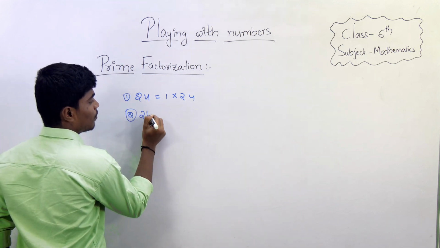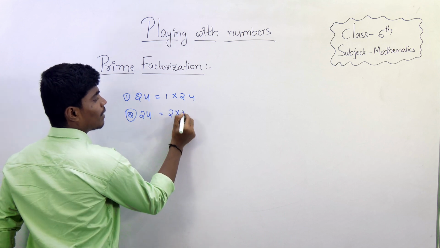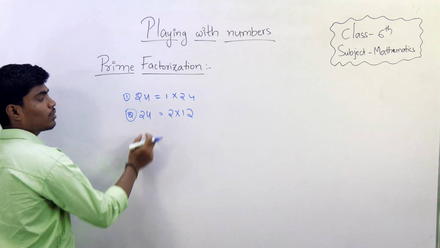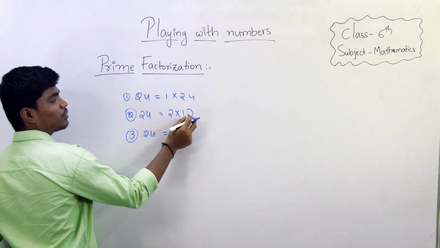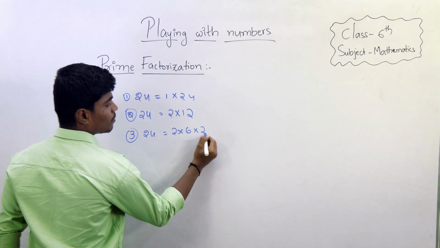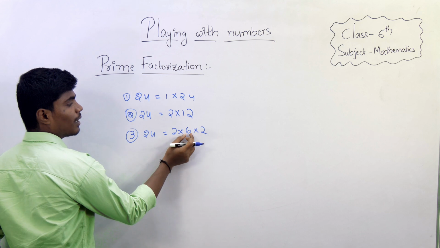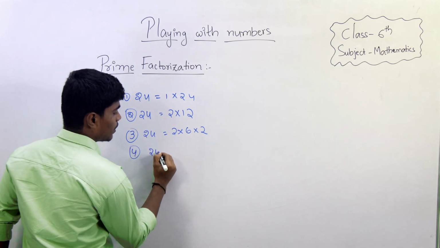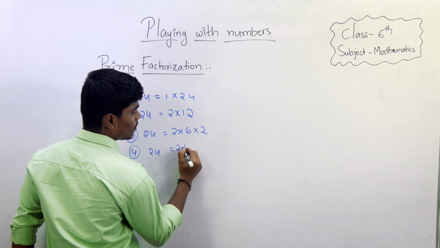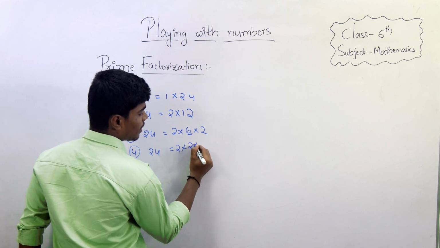Second one, 24 is 2 into 12. See, 2 into 12 is equal to 24. Now we can express 12 as 6 into 2. Okay, this is 2 sixes are 12, 12 twos are 24. Next, 24 is equal to 2 into, we can write 6 as 2 into 3.